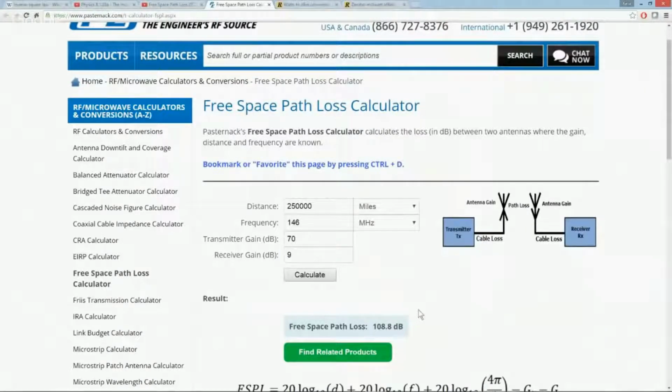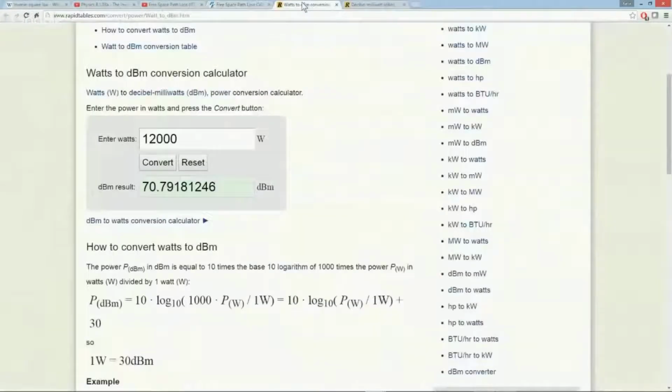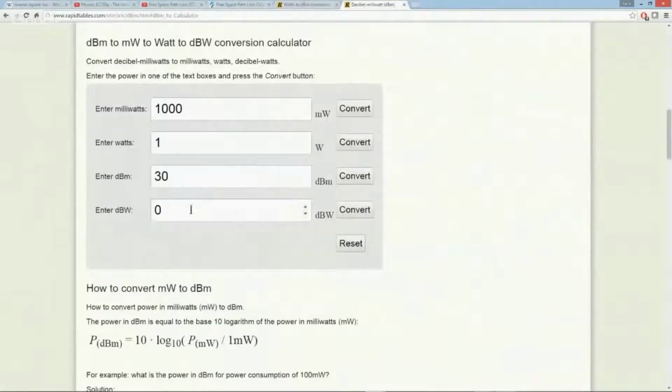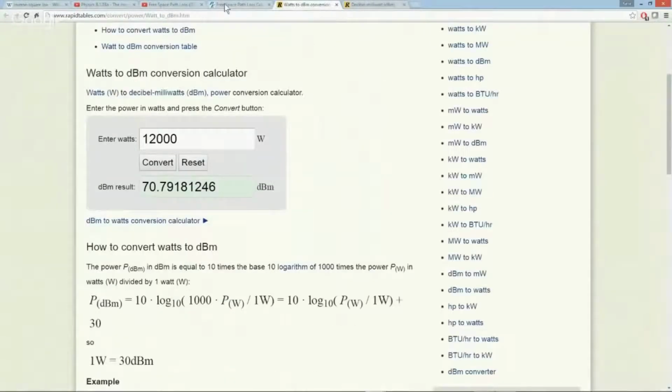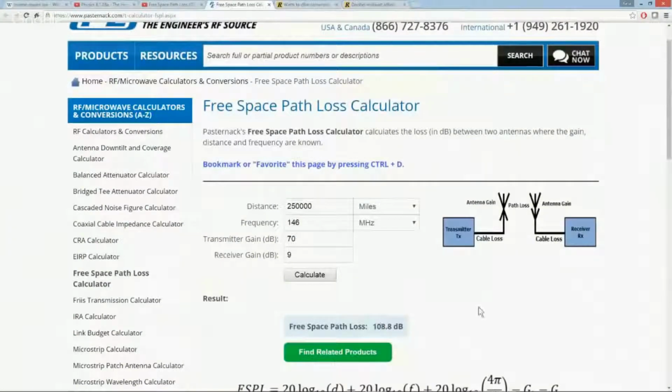So what does that mean? That means to overcome this 108 dB loss of power, now we have to go to dBW, and let's put in 108, convert it. That means that we have to have a transmit power, and you can see this is a big number. We're talking about 63 billion watts. Jeez. Just to overcome the path loss. Do you see a problem here? And this is only going one way to the moon.